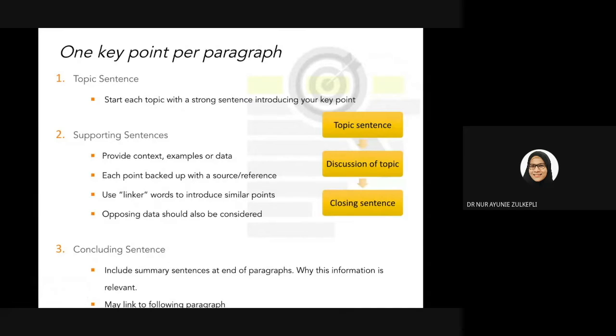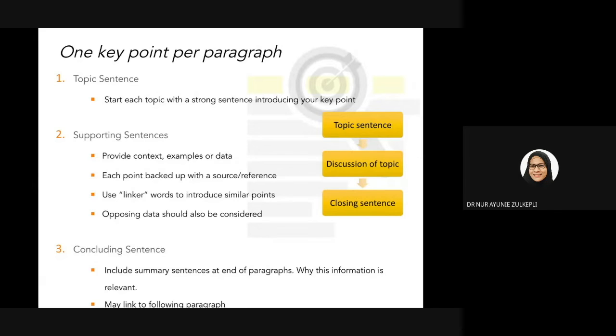Okay, and then you can have your concluding sentence. I think the first or last sentence in your paragraph should include the summary sentence, and why the information that you provide in that paragraph is relevant. It may also link to the following paragraph to have a very good transition from one paragraph to another.